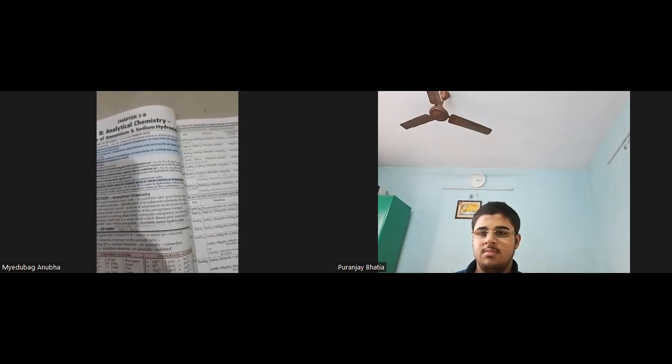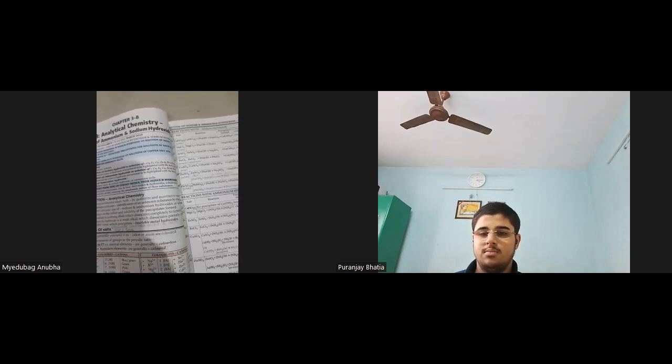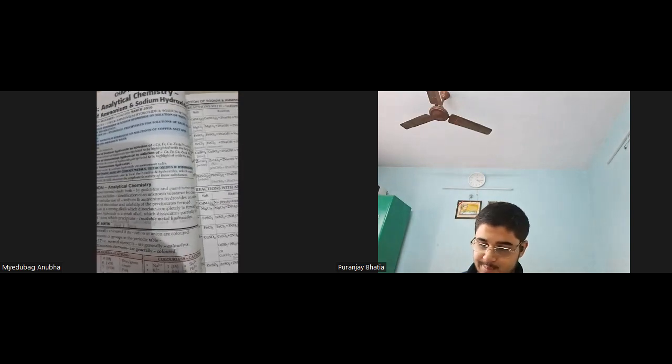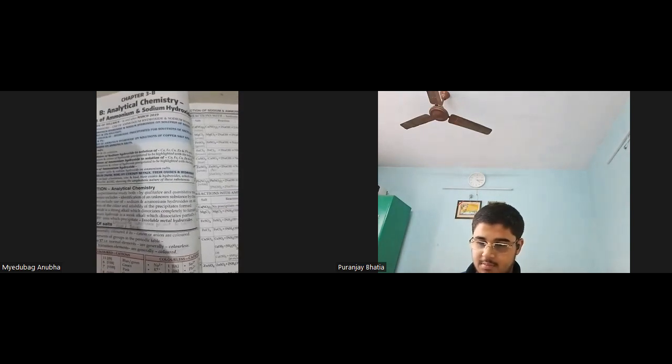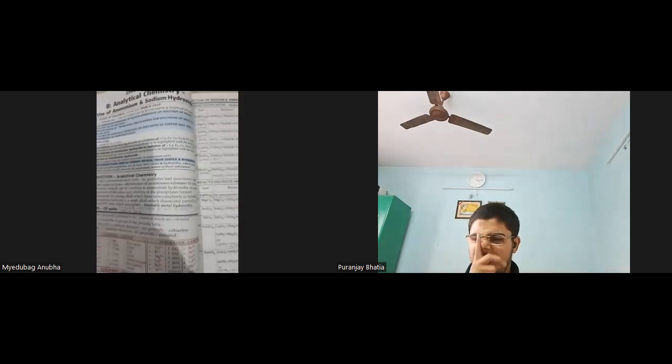What do you have to observe? The original color and the color after the reaction. The solubility, how the precipitates are being formed, the soluble ones or the insoluble ones. You have read what the soluble salts and the insoluble salts are very well in the previous chapter, right?